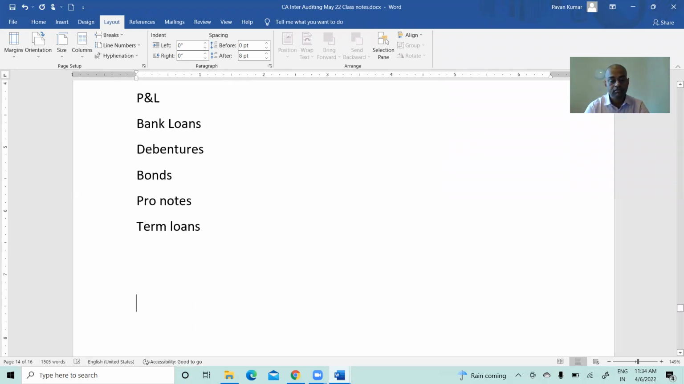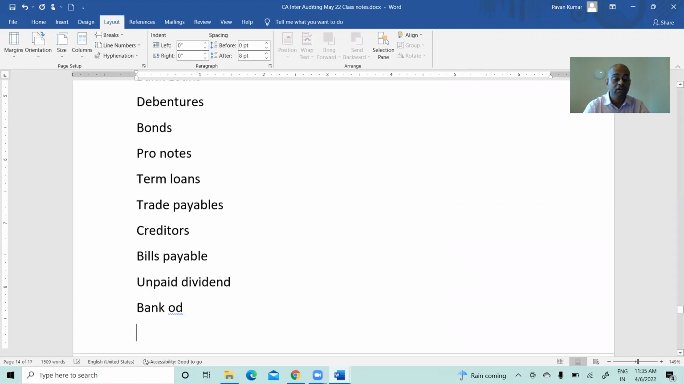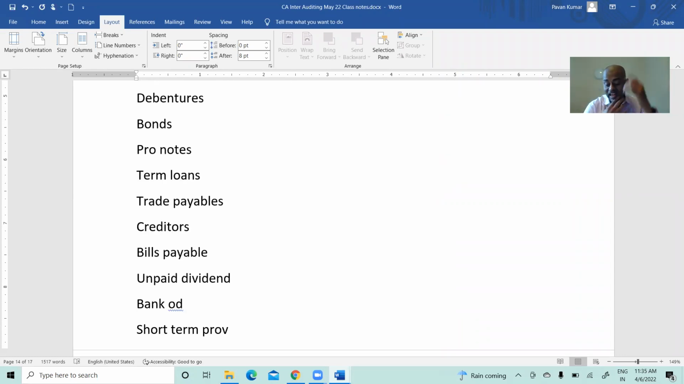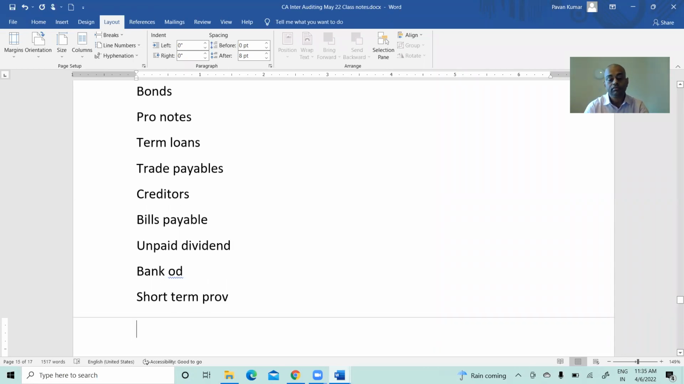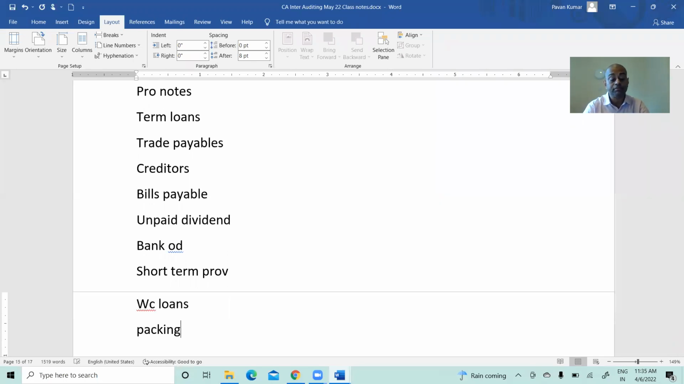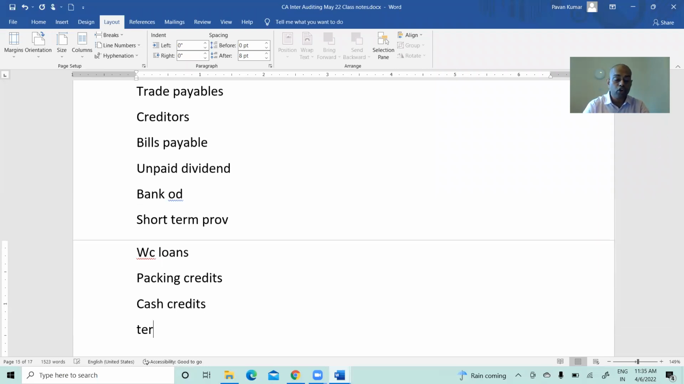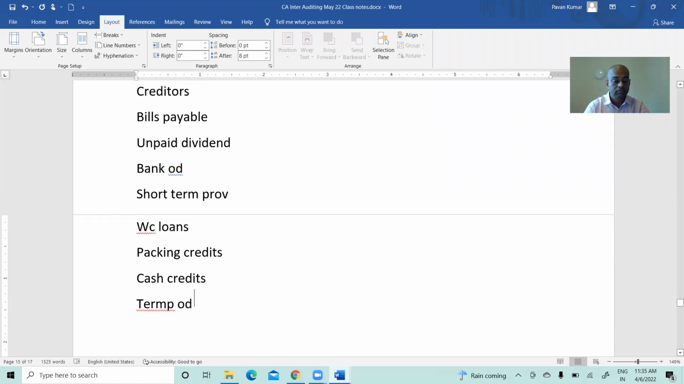So non-current liabilities is over. Now come to current liabilities. Trade payables. Like creditors will be there, bills payable will be there. Unpaid dividend, bank overdraft, short-term provisions. Long-term provisions. Then working capital loans, cash credits, packing credits, temporary overdrafts. All these things will come.